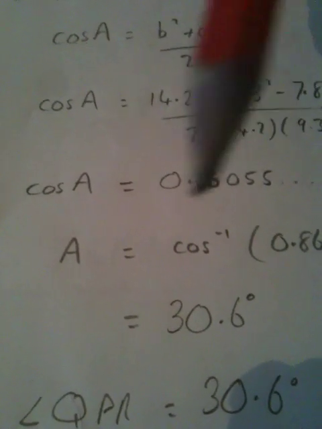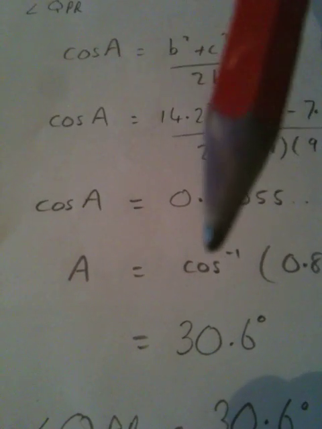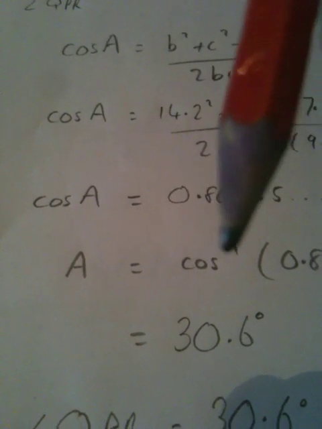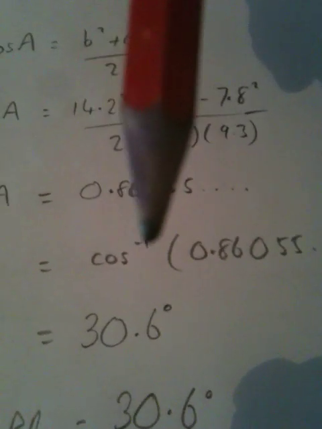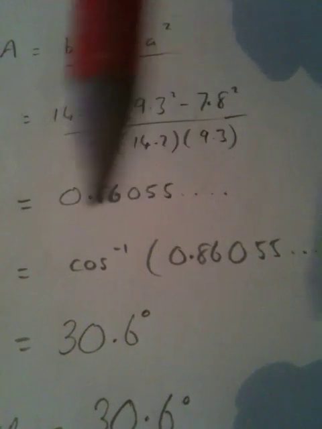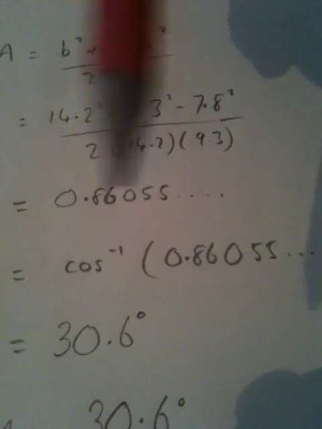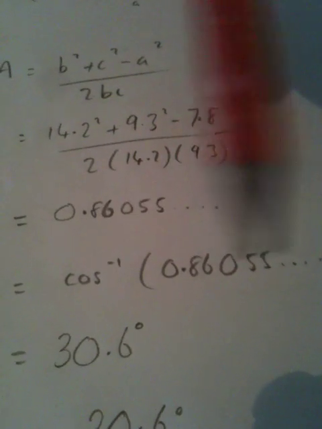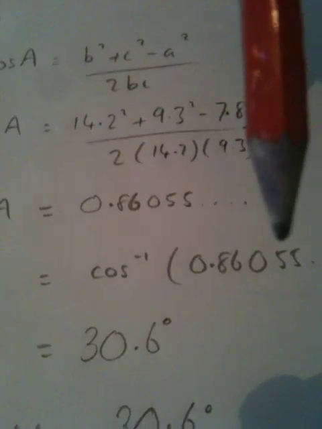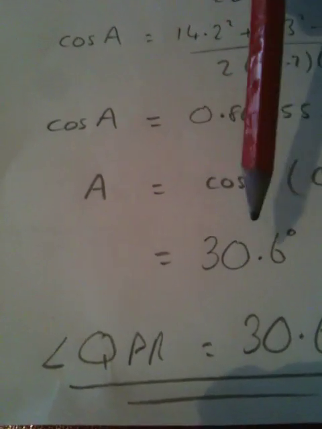So we've got cos A. To find A, we need to remove the cos. We do that by doing the inverse of cos, or shift cos, or second function cos on your calculator. So cos to the minus 1 of, keep this value, do not round this value, keep it on the screen of your calculator, otherwise you'll get a rounding error. So just keep it on your screen, shift cos, press equals, 30.6 degrees. And because I've renamed it A, but the question was asking for angle QPR, I'm just writing that down at the end.